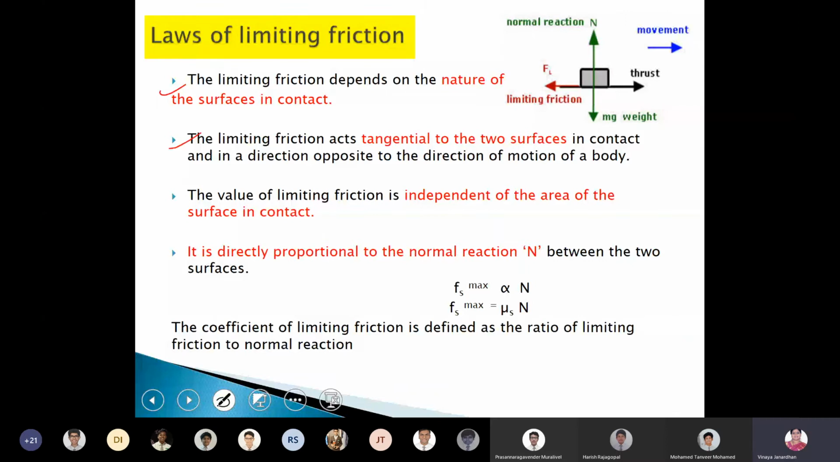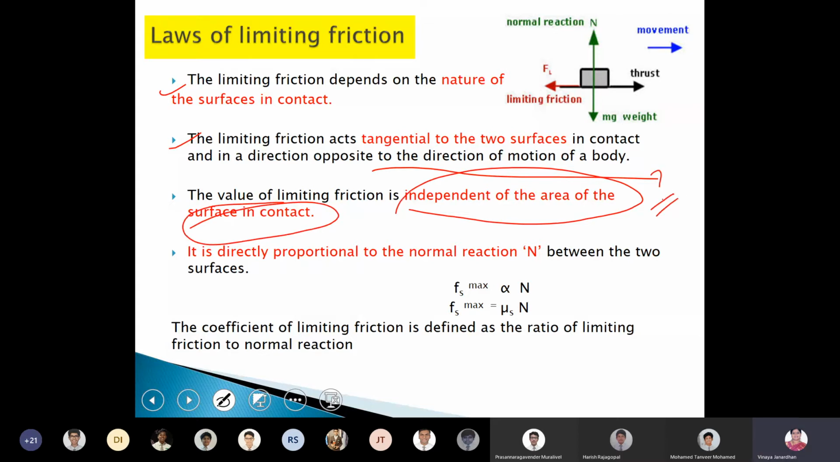So always your frictional force acts tangential to the two surfaces in contact, but it will always be acting in a direction opposite to the direction of the motion of the body. And very important is that it is independent of the area of the surface in contact. Let it go as a homework. You check how your frictional force is independent of the area of the surfaces in contact. Check by yourself. At least one area you learn, boys.